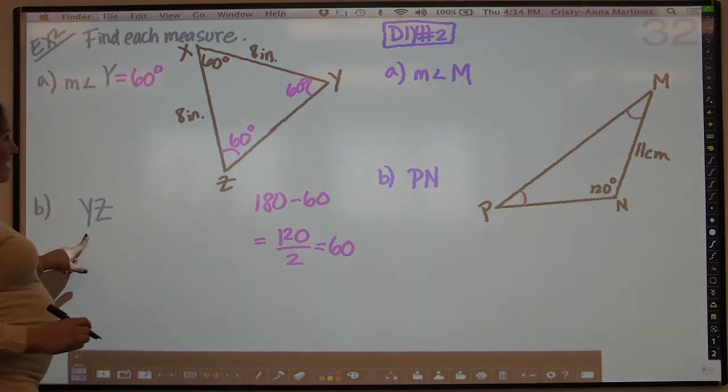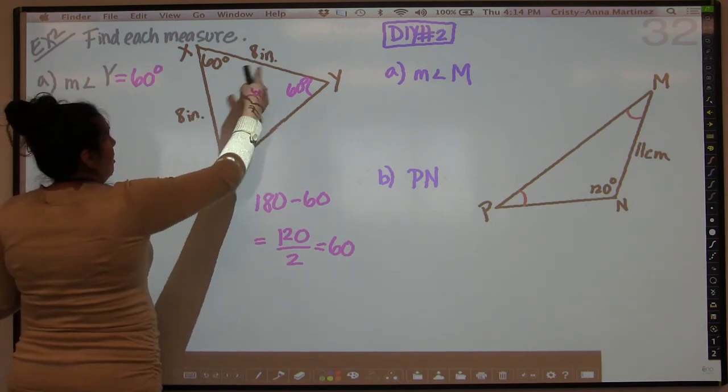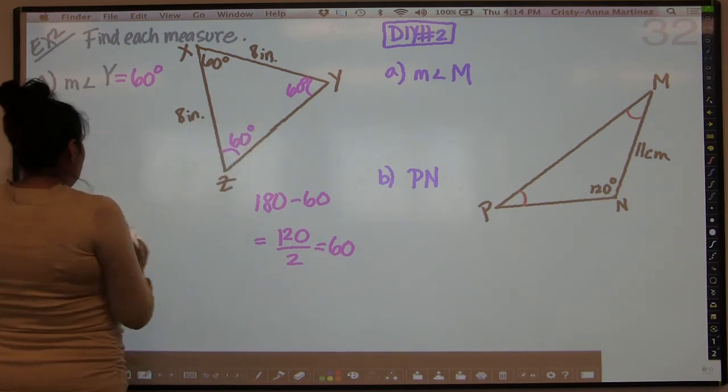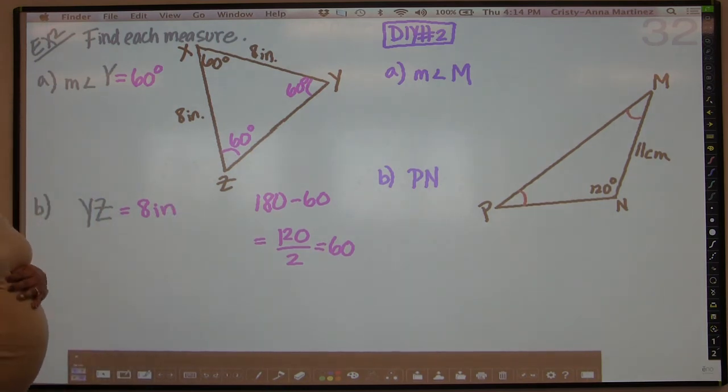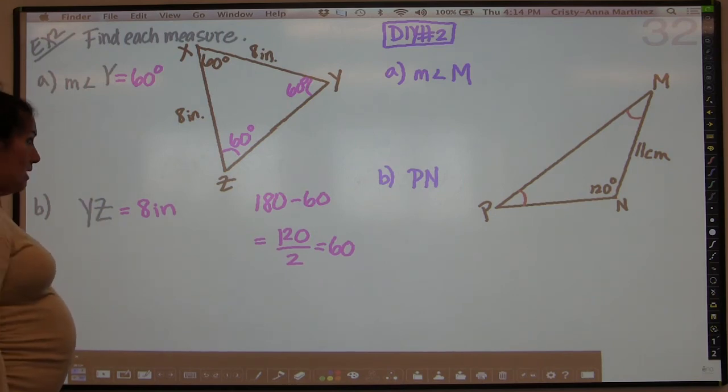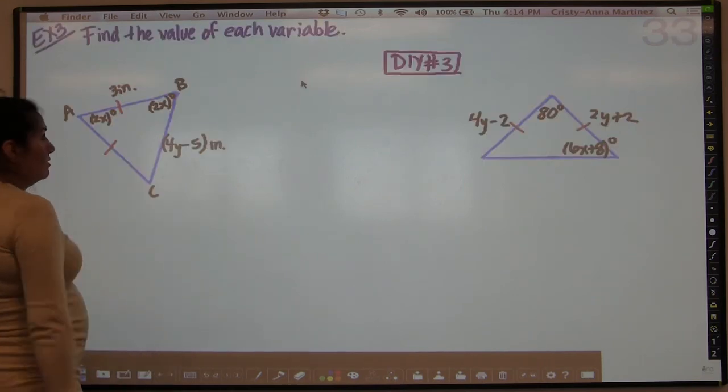And then it's asking for segment YZ. Since these are 8 and this is an equilateral triangle, then that's going to equal 8 inches as well. And there you go. So now you'll use the second diagram to determine the measurement of angle M and the segment PN. Alrighty then.